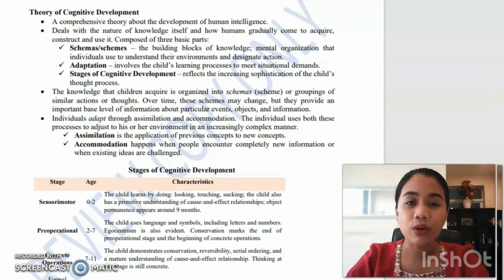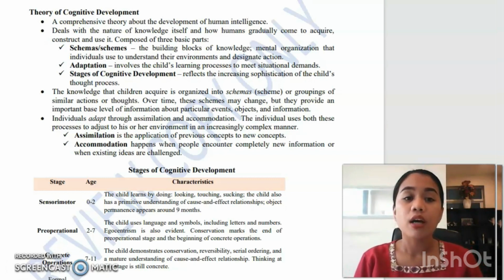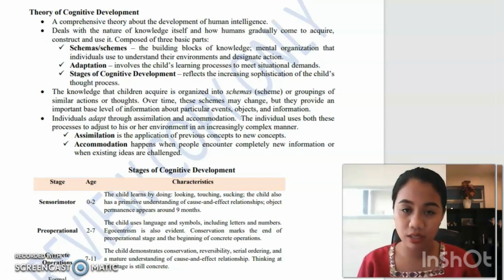Okay, so last time we ended up with the theory of cognitive development. So we will just continue and have a short recall. The theory of cognitive development is a comprehensive theory about the development of human intelligence. When we say human intelligence, it is the capacity of the individual to think rationally.